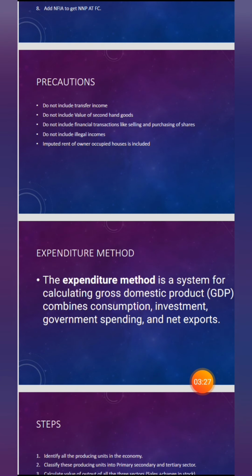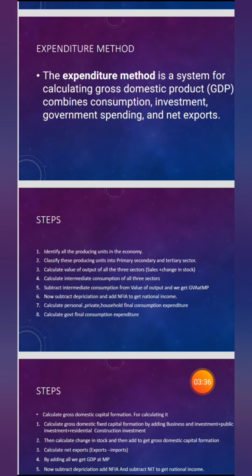Expenditure method. The expenditure method is a system for calculating gross domestic product (GDP), which combines consumption, investment, government spending, and net exports. Steps: identify all the producing units in the economy, classify these producing units into primary, secondary, and tertiary sector, calculate the value of output of all three sectors, calculate the intermediate consumption of all three sectors, subtract intermediate consumption from value of output, we get GVA at MP. Now subtract depreciation and add net factor income to get national income.